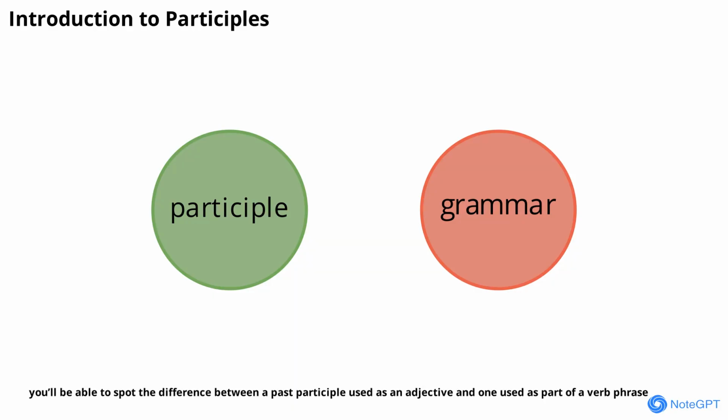By the end of this video, you'll be able to spot the difference between a past participle used as an adjective and one used as part of a verb phrase. Let's get started by defining participles and seeing why they're so important in everyday English.